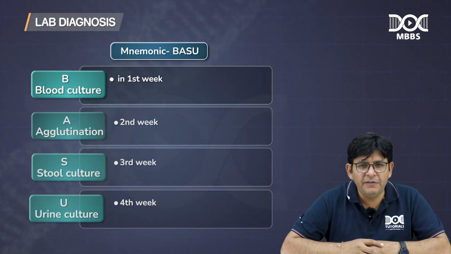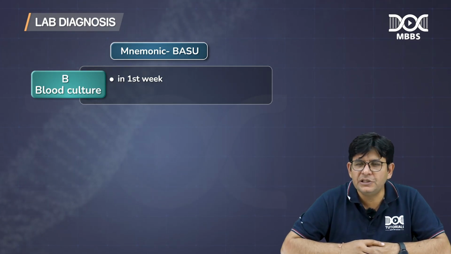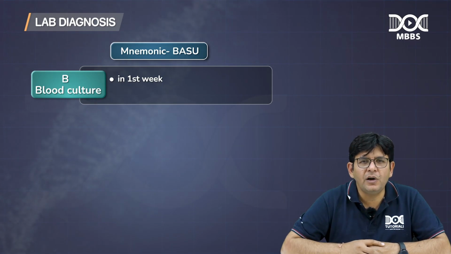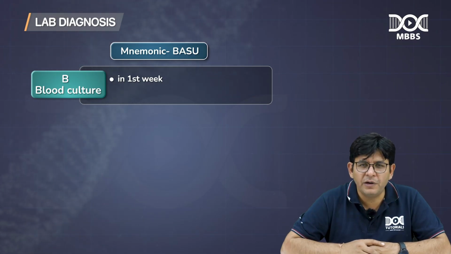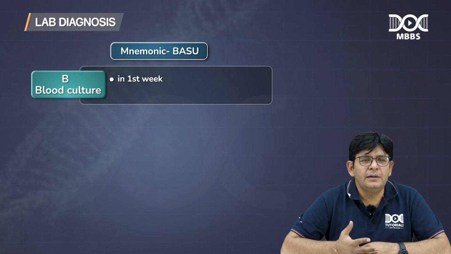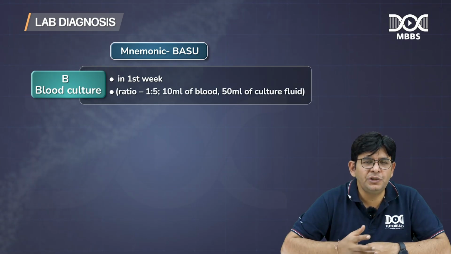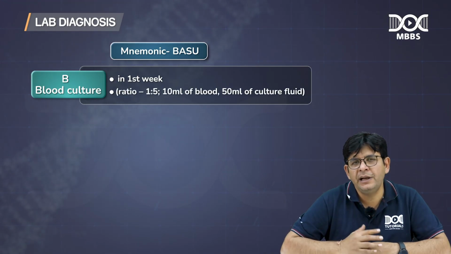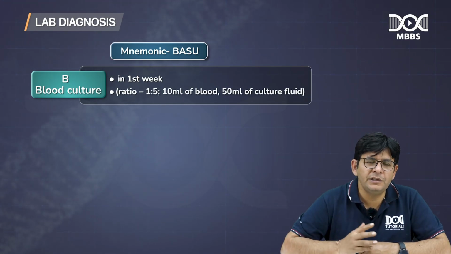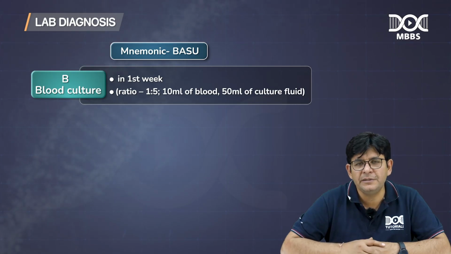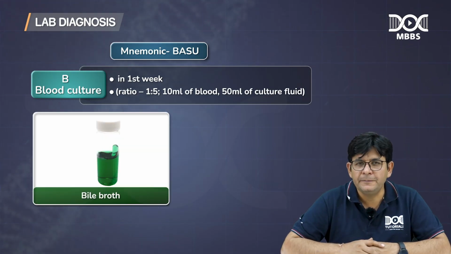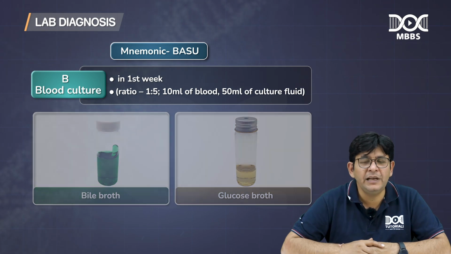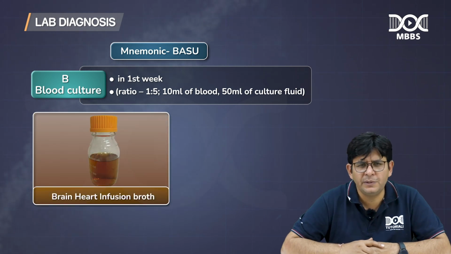So first of all, if we talk about the blood culture, guys, we already have talked about that when you take the blood, the ratio should be 1:5. Means if you take 10 ml of blood, use 50 ml of culture fluid. And which culture fluid is used, guys? That is the bile broth, because it loves to grow in bile. Or you can use glucose broth also, and even BHI broth for this particular one.